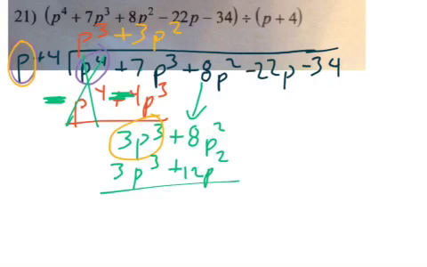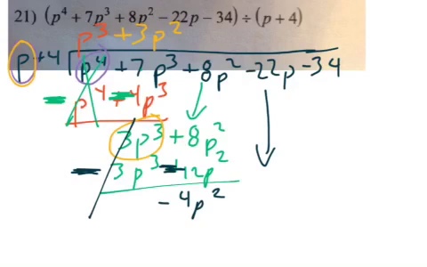Okay, so again, what did we do in elementary school? We have to minus. Notice the 3 minus 3 cancels out. And let's not forget we're minusing here as well. So 8 minus 12 is negative 4p squared. Bring down the next term.